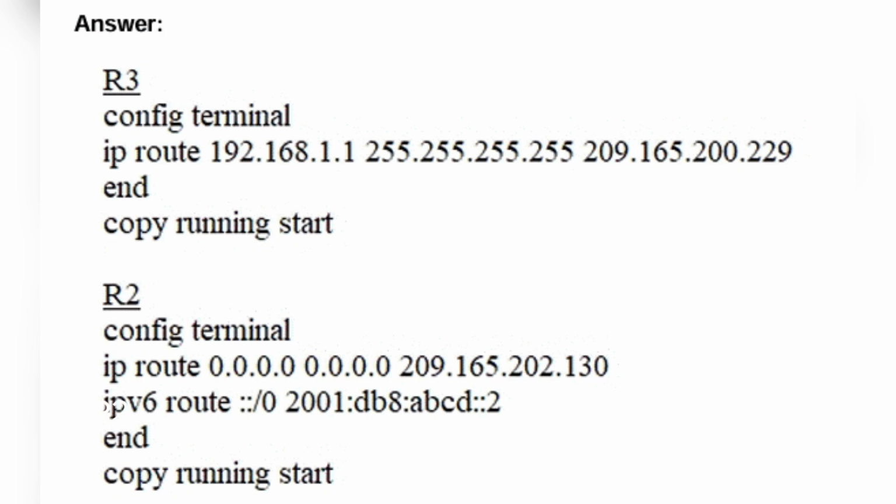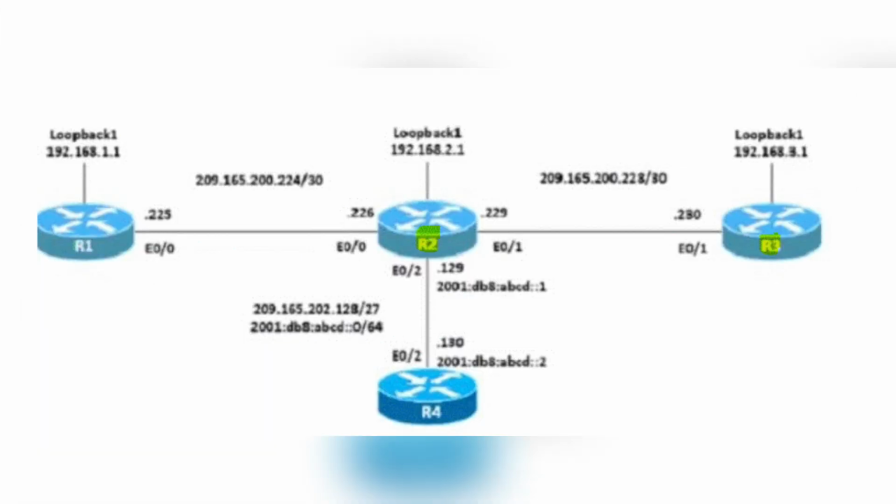On R2: config terminal, ip route 0.0.0.0 0.0.0.0 209.165.202.130. ipv6 route ::/0 2001:DB8:ABCD::2. End. Copy running-config startup-config.